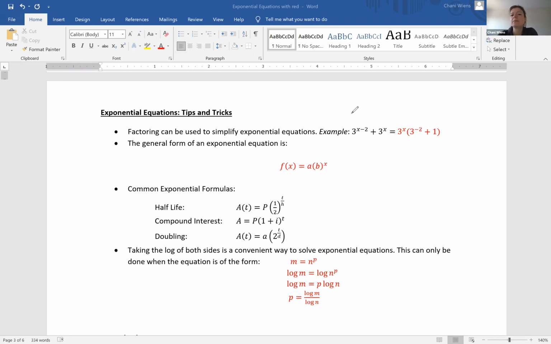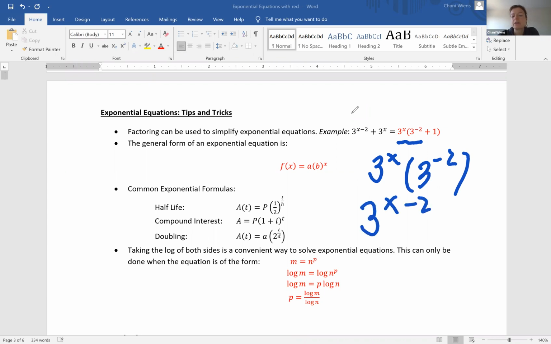Now, why can you? Well, because when I go back to expand, 3 to the x times 3 to the negative 2, what is that? Those are powers with the same base, so that's just the multiplication rule, and you add the exponents. The way that I understand this is I just do it and then I multiply back and make sure I get back to the original. And then of course 3 to the x times 1 is just 3 to the x again.